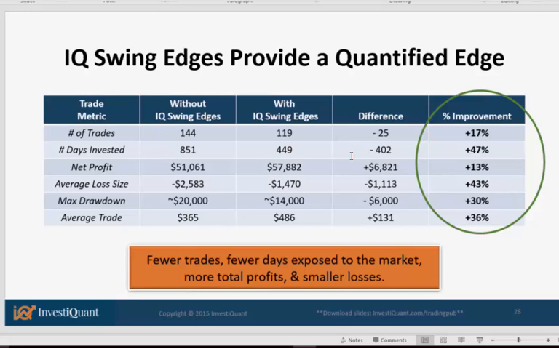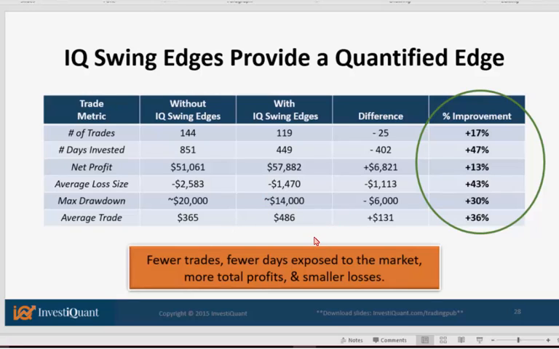You would have been in the market about half the time. Net profits would have gone up by 13%, even only being in half the amount of time. Your average loss is lower. The max drawdown is substantially lower. Buying every 5-day low isn't necessarily the greatest of strategies, although it's not the worst either.